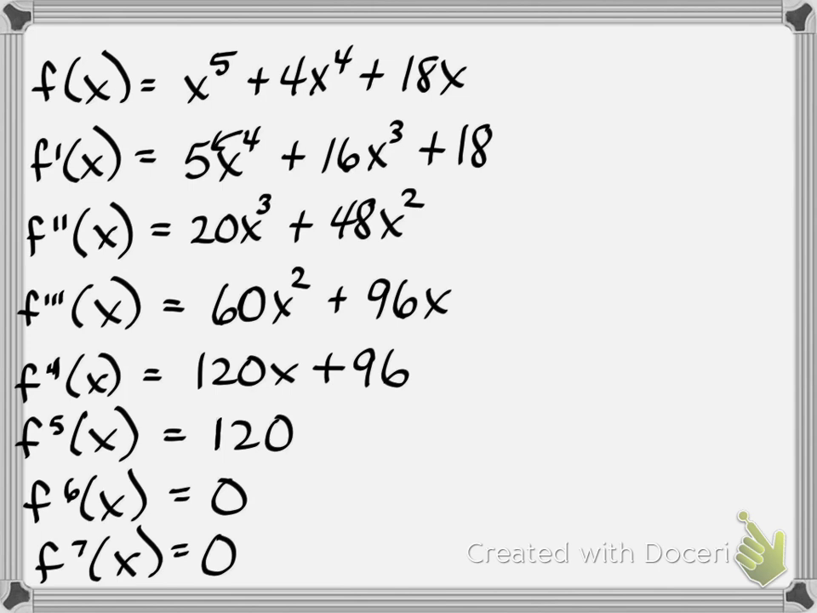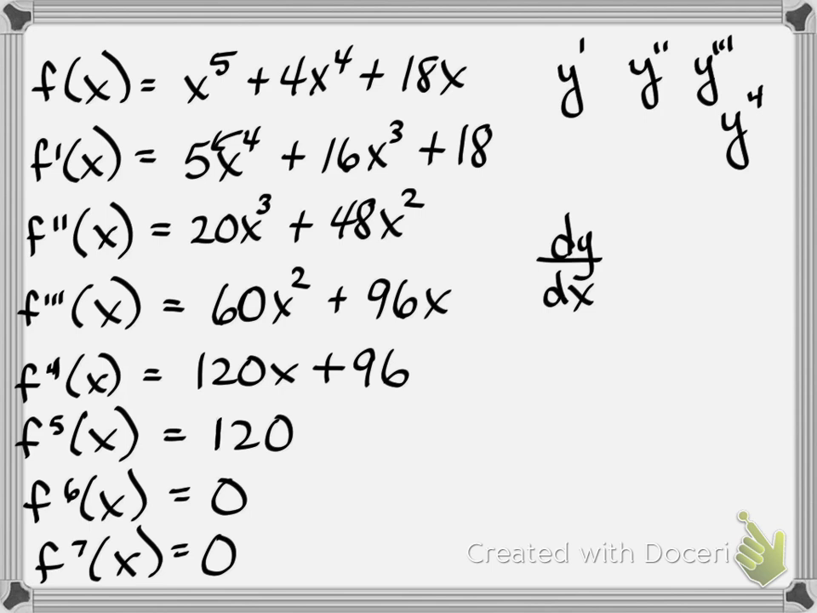So that's the symbol if we're using f of x. If we're using y, we'd have y first derivative, second derivative. It's the same. Third derivative, fourth, use the 4. If we're talking dy dx, it gets a little crazy looking. First derivative. Second, they do d2y over dx2. And third and all the ones after that, it's d3y over dx3.